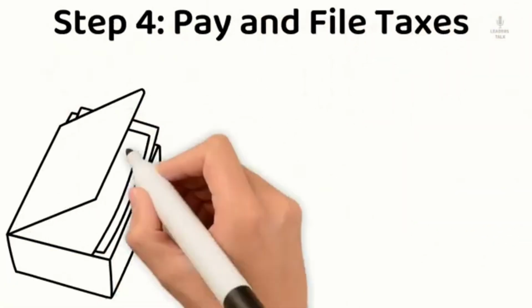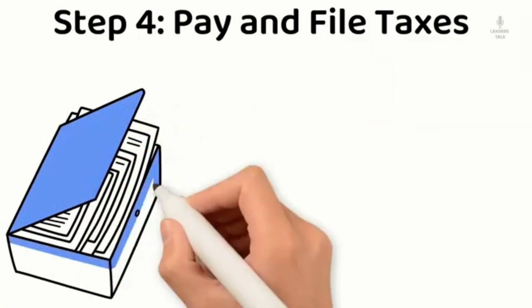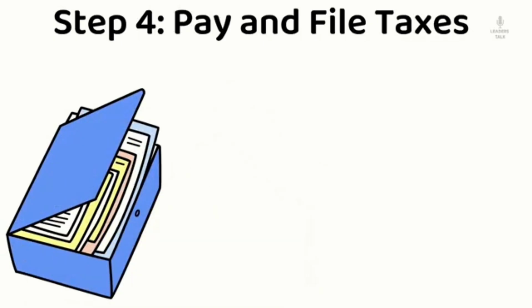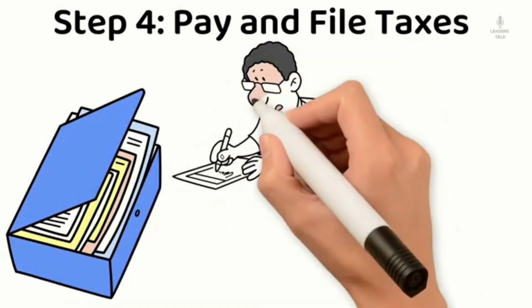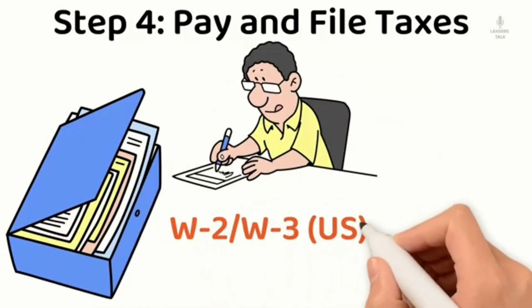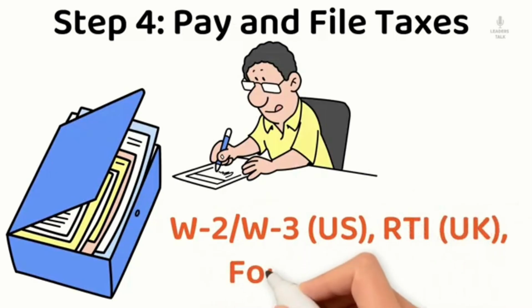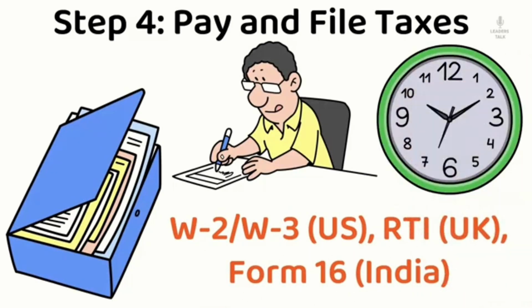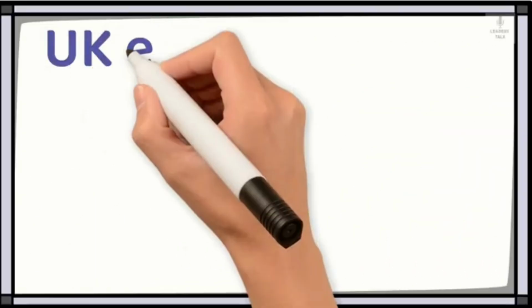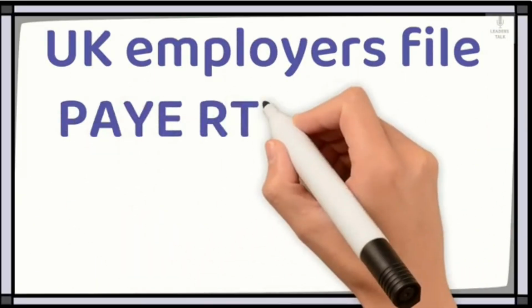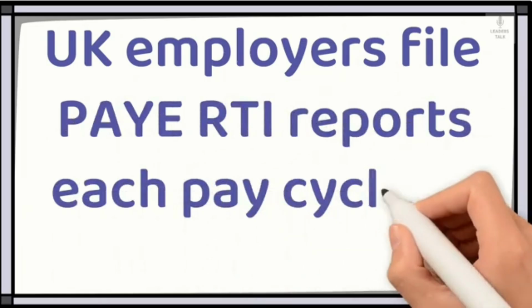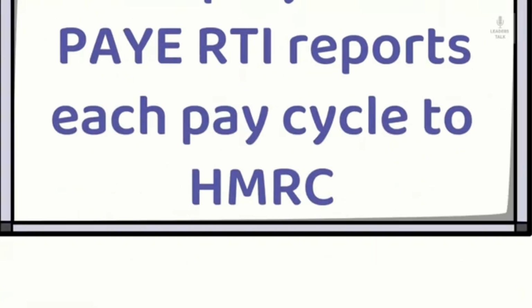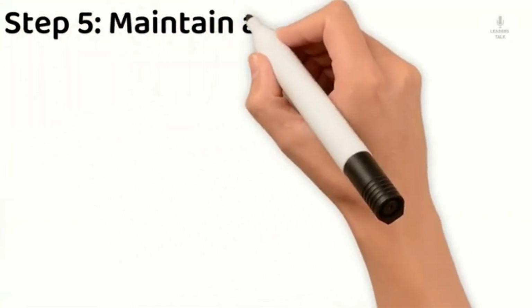Step 4, pay and file taxes. Submit payroll taxes to the relevant authorities: IRS, HMRC, CRA, etc. File forms: W-2 or W-3 in the US, RTI in the UK, Form 16 in India. Deposit schedules vary by country and employee count. For example, UK employers file RTI reports each pay cycle to HMRC. Tip: automate this using software to avoid penalties.